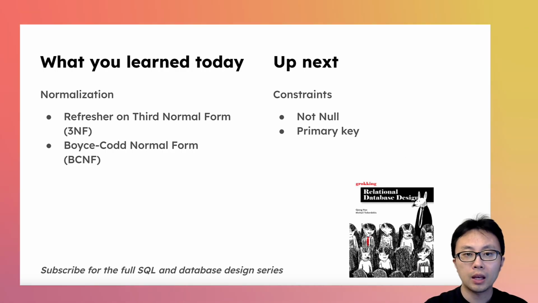In this video, we started from the tiny loophole of the third normal form and explored how it was discovered and fixed, and ultimately led to the Boyce-Codd Normal Form.